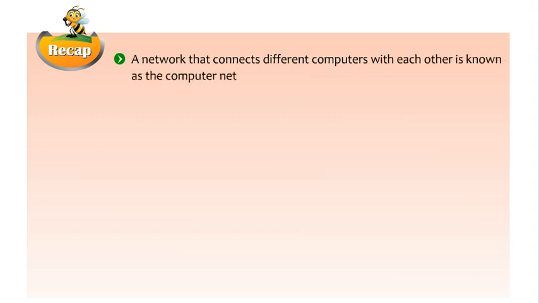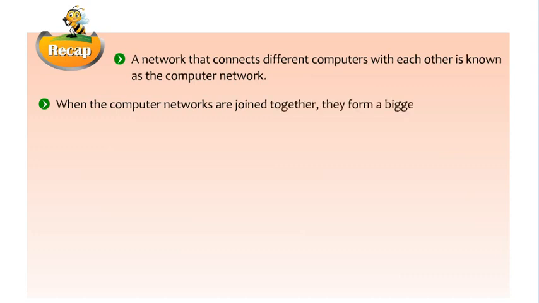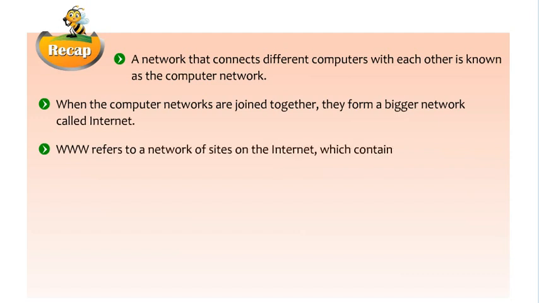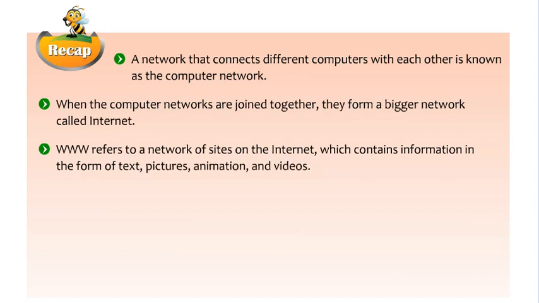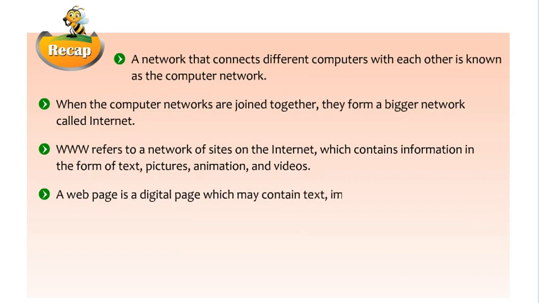Okay students, let us take a recap of this chapter. A network that connects different computers with each other is known as the computer network. When the computer networks are joined together, they form a bigger network called Internet. www refers to a network of sites on the Internet which contains information in the form of text, pictures, animation, and videos. A web page is a digital page which may contain text, images, videos, audios, etc.